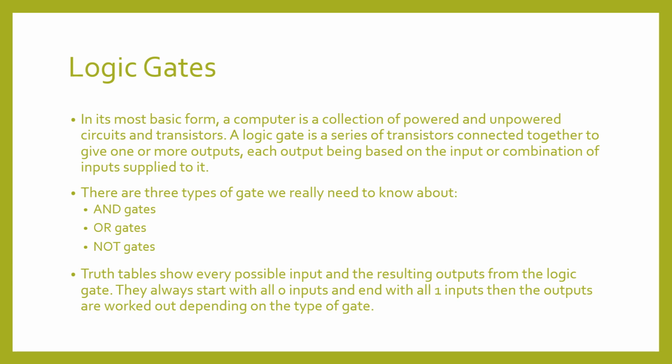Three types of gate we need to know. First one, AND. So both things need to be on with an AND gate. With OR, only one thing needs to be on, and NOT is the opposite. So it's the easiest one to remember of the lot. I'll show you what I mean. But there is something called a truth table, which is every possible input and output based on the gates you're given, which I'll show you as we go through.